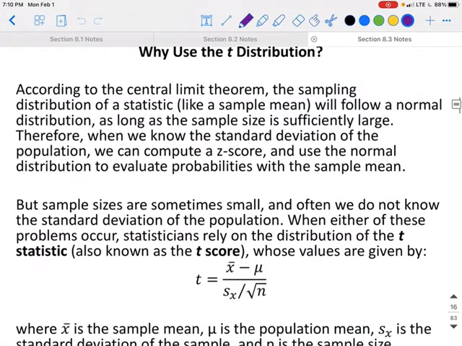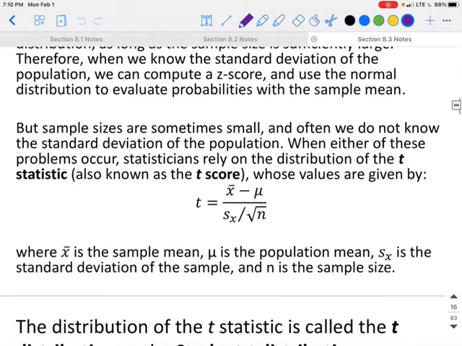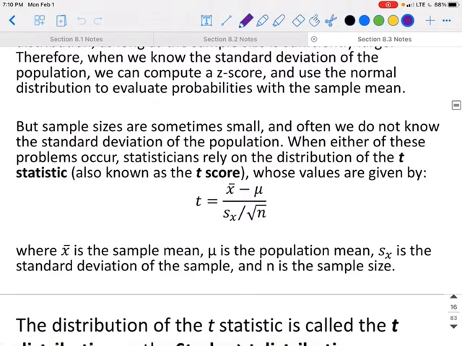So why use the t-distribution? According to the central limit theorem, the sampling distribution of a statistic, like the sample mean, will follow a normal distribution as long as the sample size is sufficiently large. Therefore, if we know the standard deviation of the population, we can compute a z-score and use the normal distribution to evaluate probability with the sample mean. But sample sizes are sometimes small, and often we do not know the standard deviation of the population.